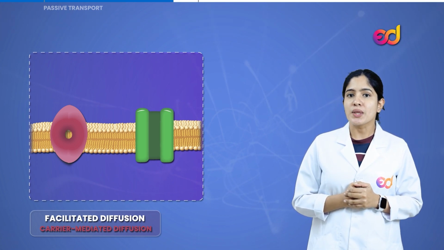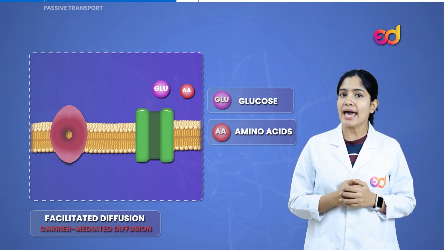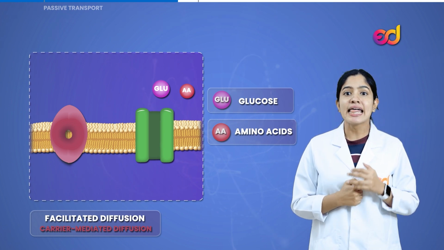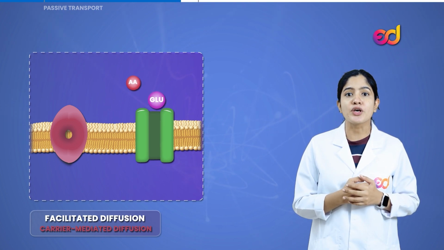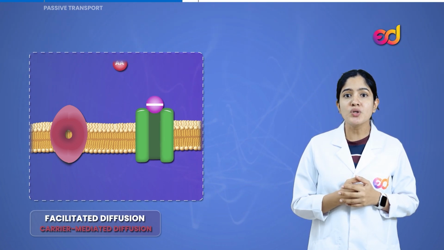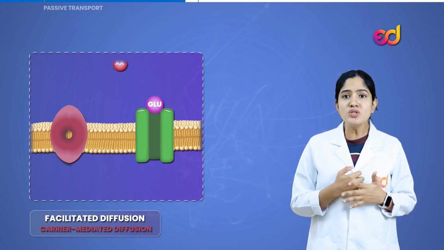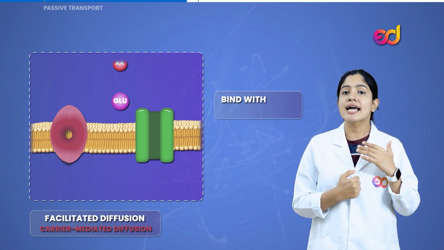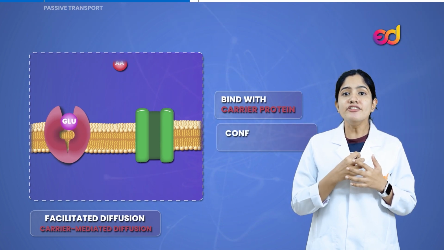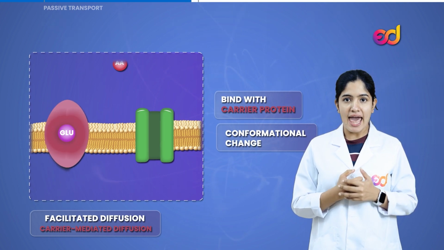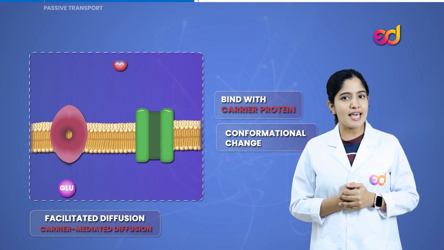Let's understand this with an example. Glucose and amino acids are transported by this facilitated diffusion. However, these glucose or amino acid molecules cannot diffuse through the channels because the diameter of these molecules is larger than the diameter of the channels. So, the molecules of these substances bind with the carrier protein. And followed by this, there occurs some conformational change in the carrier protein. As a result of these changes, the molecule reaches the other side of the cell membrane.